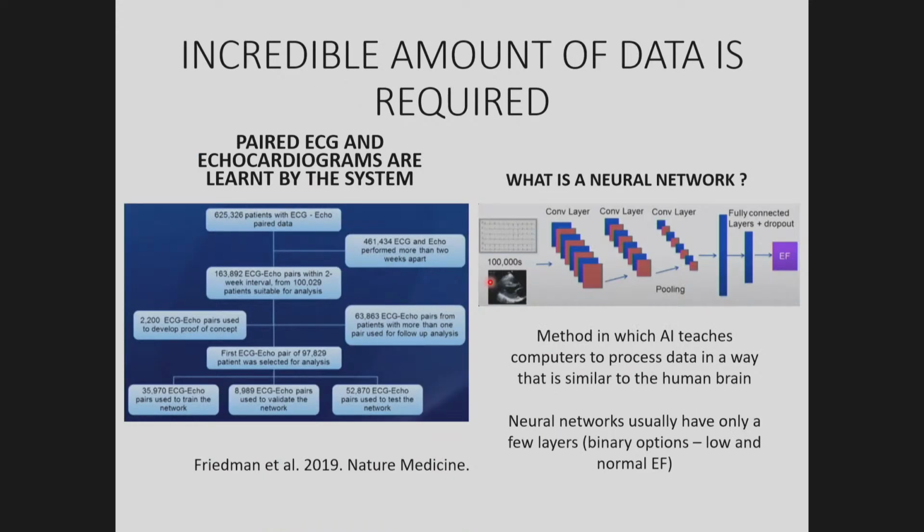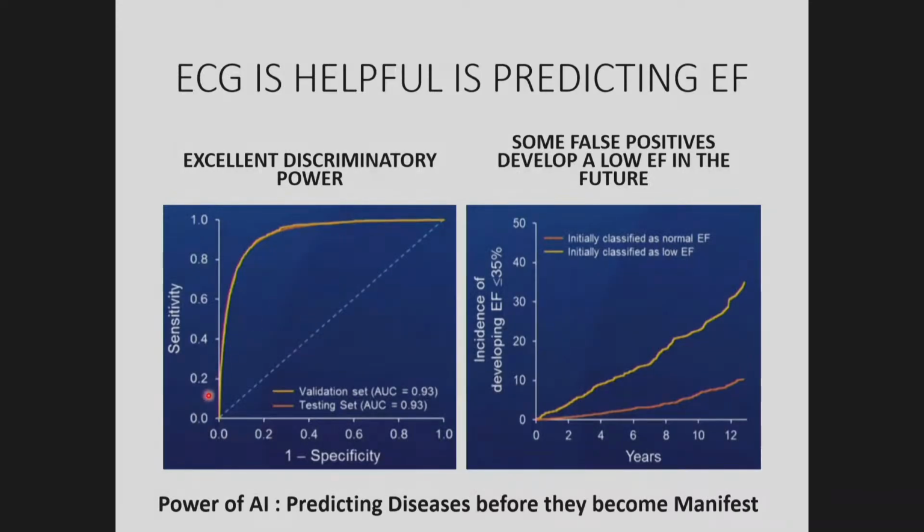And there is Peter Friedman's famous paper in Nature, which looked at about 6 million patients' ECG and echo data points, and they came up with a fantastic prediction model from a simple electrocardiogram. The electrocardiogram predicted the event rates of death as well as the ejection fraction without doing an echo.